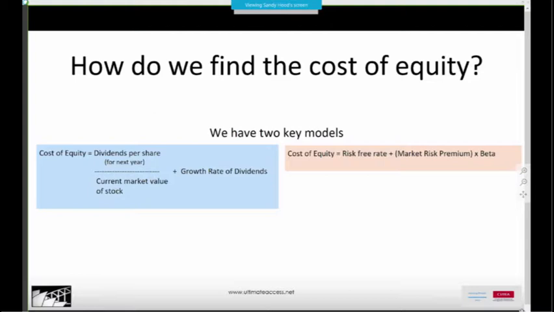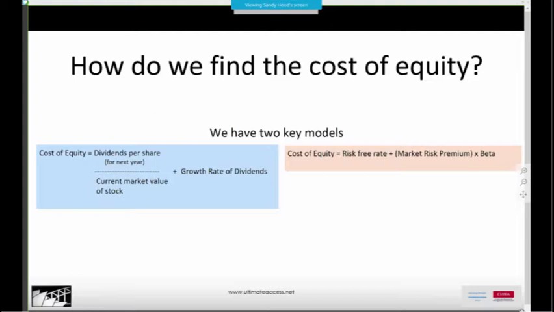Right. Okay. We've got two models that we can use. The one with the blue background is called the dividend valuation model. Now, for those of you who are attending this class as part of your exam preparation, this is quite a commonly examined topic, certainly within the CIMA F3 syllabus, on how to value the cost of equity.